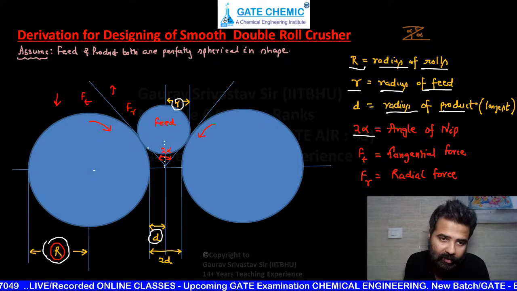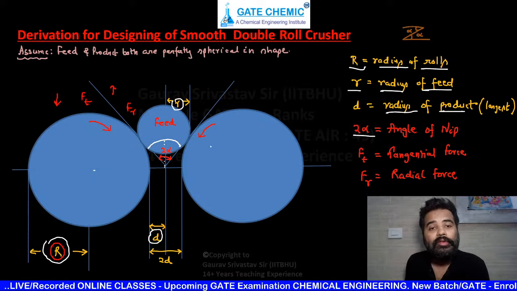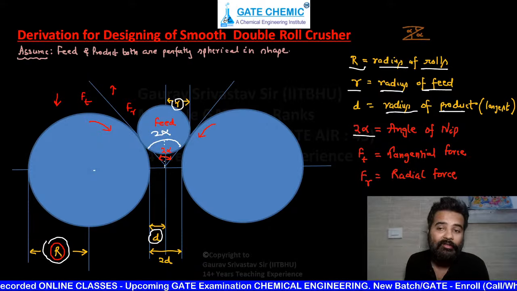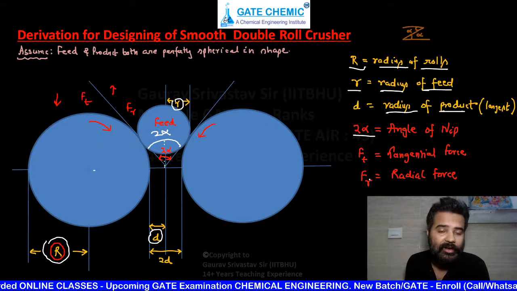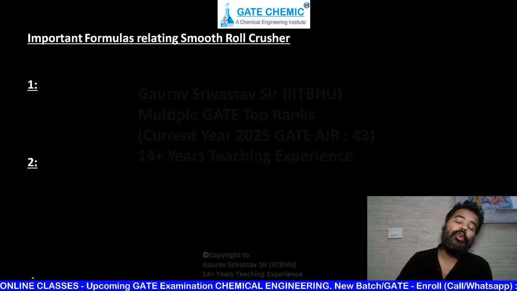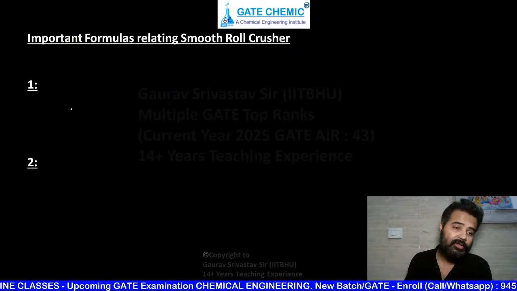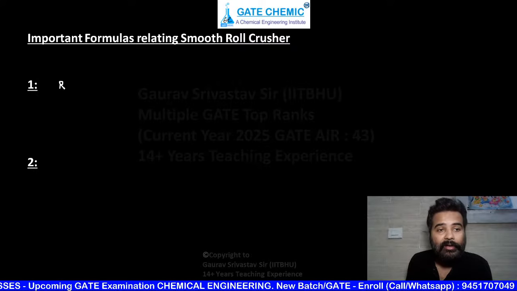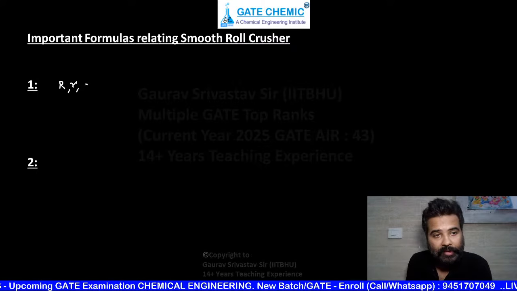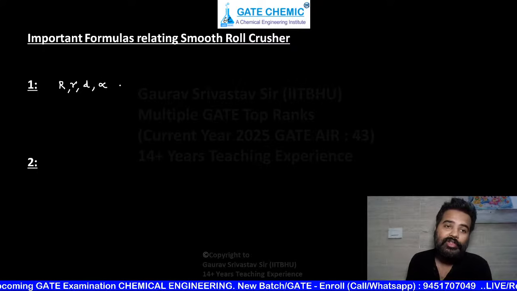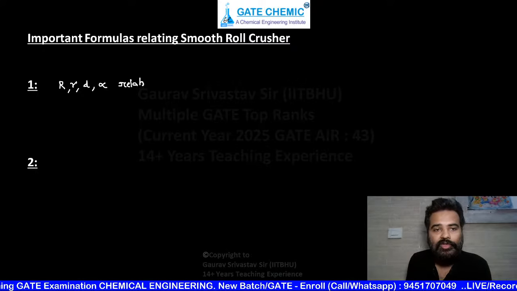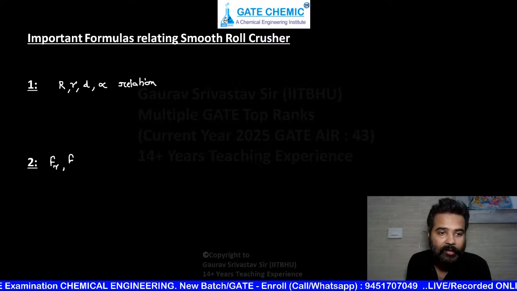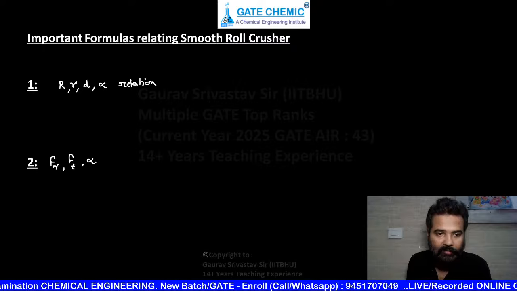This is 2 alpha. At what angle is it going to be captured by these rolls? This is the angle of nip. This is 2 alpha. Okay, Ft is tangential force, Fr is radial force. Now here, two important formulas will come. So please see these formulas, beta. Formula number one is the relation between R, d, and alpha. And the second one, beta, is the Fr, Ft, alpha relation.